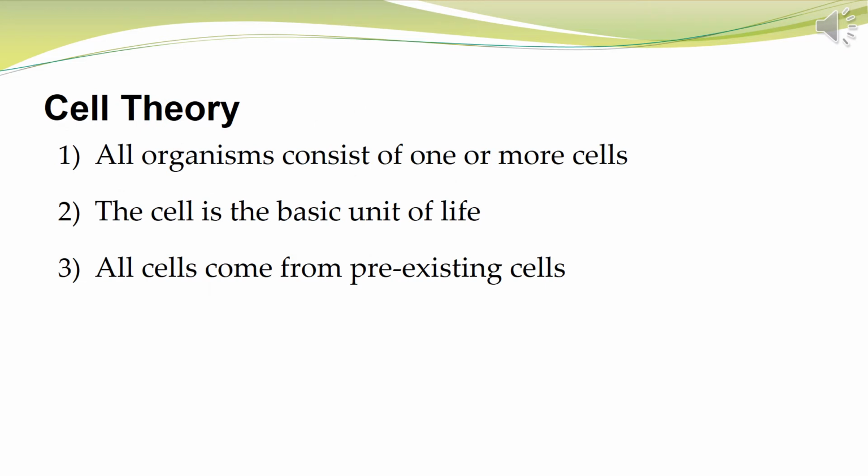Here are the three parts of the cell theory that we're going to talk about in this chapter. All organisms consist of one or more cells, like I said in the last slide. The cell is the basic unit or building block of life. You can't have a living organism without a cell, obviously. And all cells must come from pre-existing cells. They can't just appear out of thin air, basically.